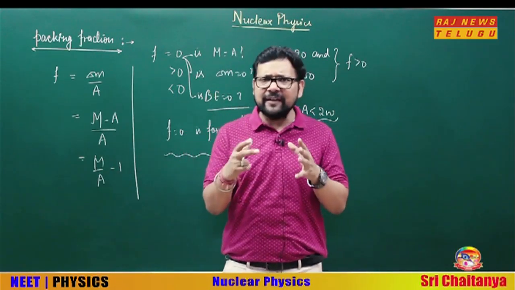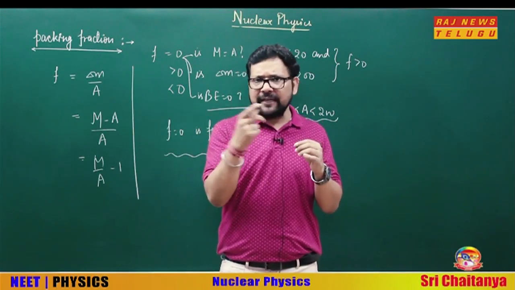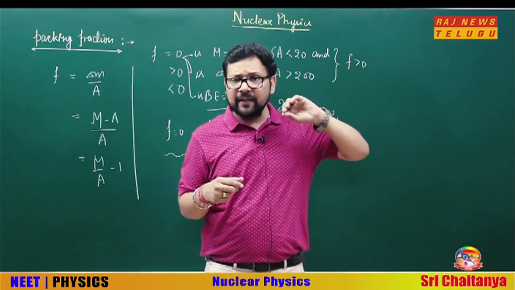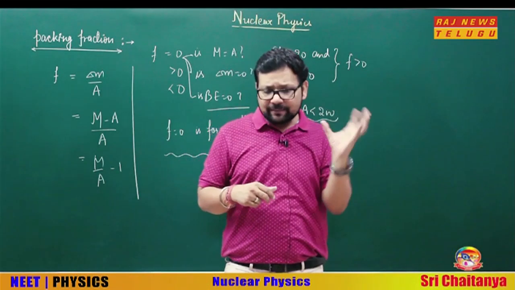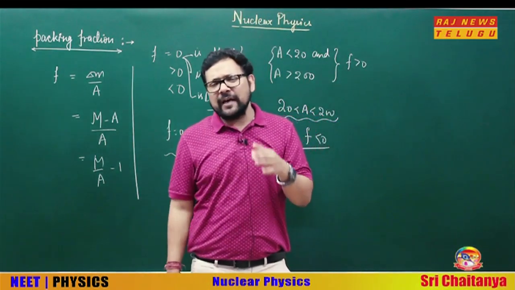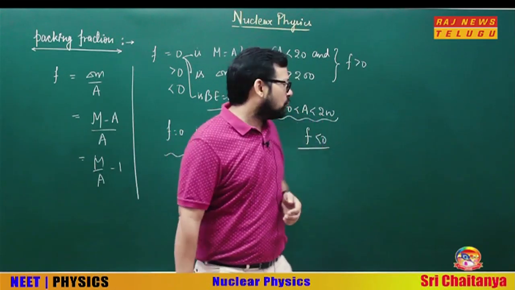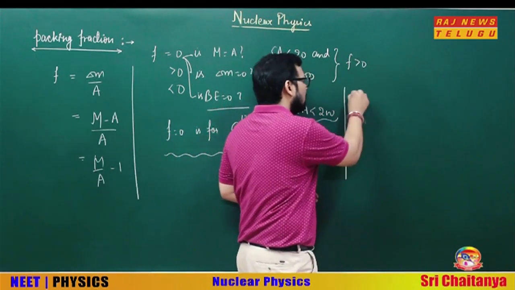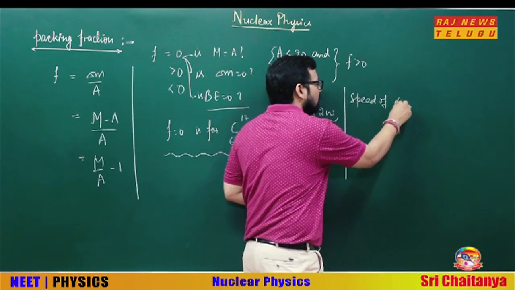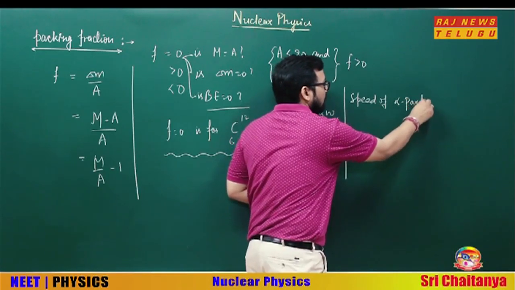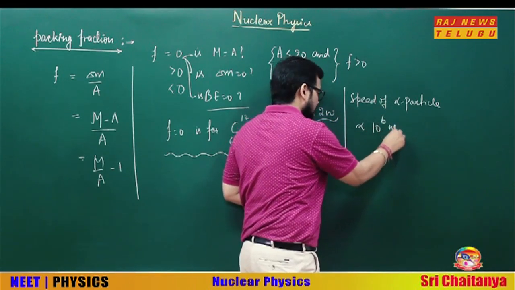Its speed is the speed of alpha particle. You know the maximum kinetic energy of alpha in alpha decay. So in alpha decay some energy is released, and the maximum fraction of that energy is absorbed by the alpha particle. So the alpha particle has a very significant speed. And what is the speed? Let me write it for you. Speed of alpha particle is in the range of 10 raised to power 6 meter per second.